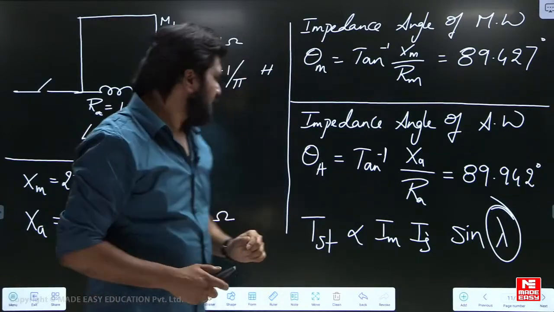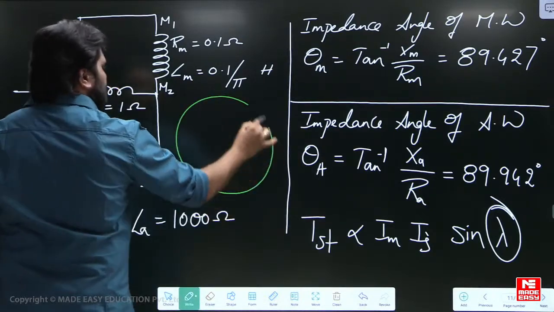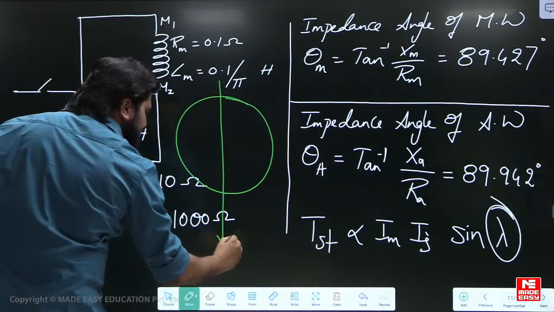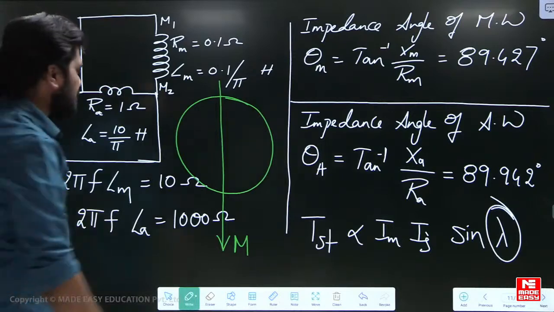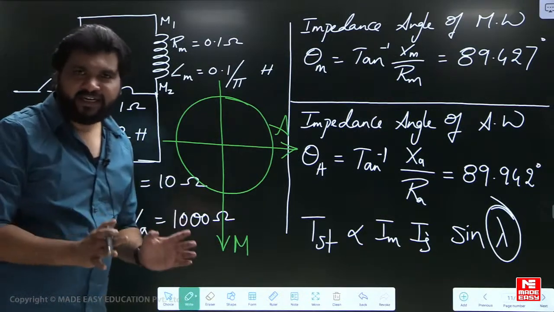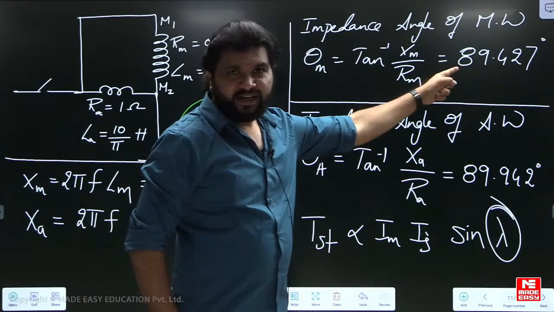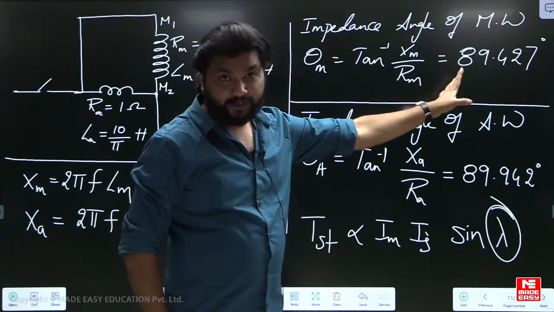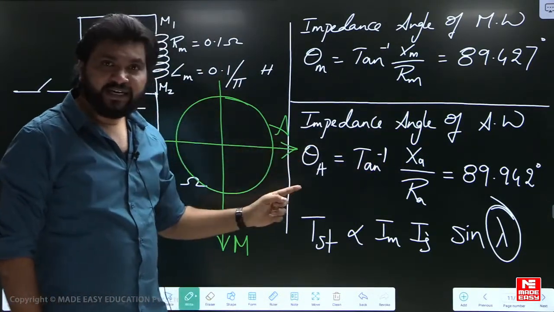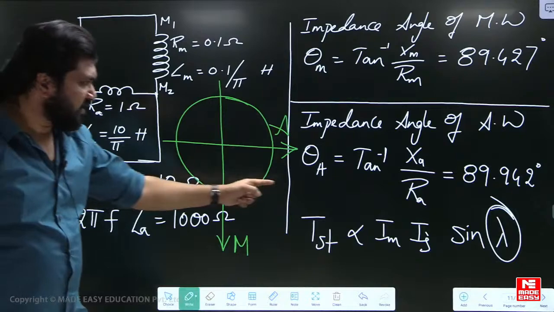For example, this is the figure given in the question. This is the main winding magnetic axis. This is the auxiliary winding magnetic axis. Who is leading, who is lagging? Let us check. The current in the main winding lags the voltage by 89.4 only. The current in the auxiliary lags more. So who is leading? The current in the main winding leads the current in the auxiliary winding.